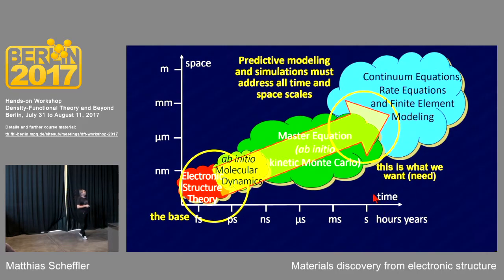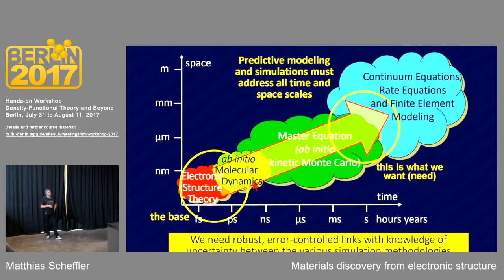Of course, everything is built on a base. The base is electronic structure theory. If your base is bad or rotten, everything you build on this rotten base will fall apart. So one thing is very important, and this is why in the first week we put a lot of emphasis on understanding the accuracy of the calculation. If you have understood that, and if you make sure that the accuracy is not lost in going up, then you're doing a good job. But obviously, going from one simulation to the next, we need robust error-controlled links, with knowledge of how bad we are doing, or uncertainty between the various simulation methodologies. And again, I hope that you will see how we can do this. I think we're doing pretty well up to the green, but from the green to the blue there is still a lot of basic science necessary to be developed.